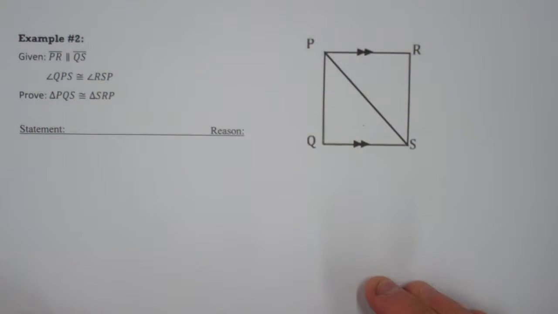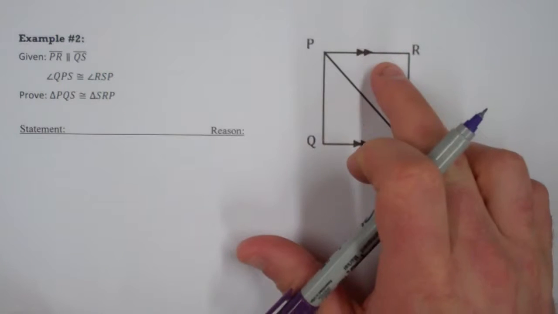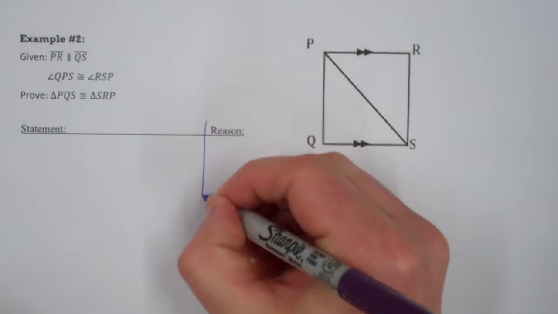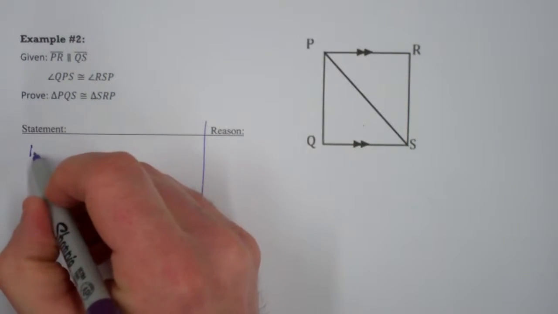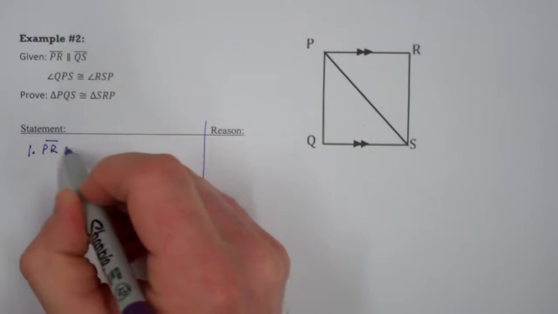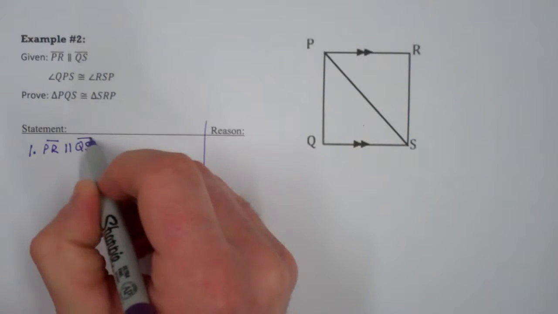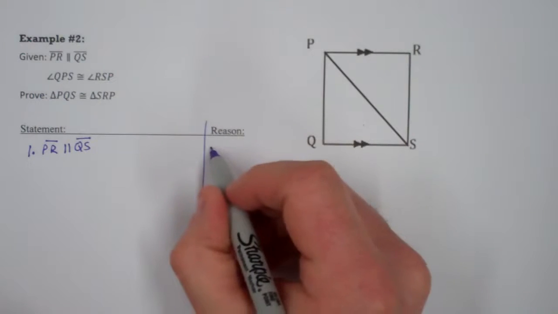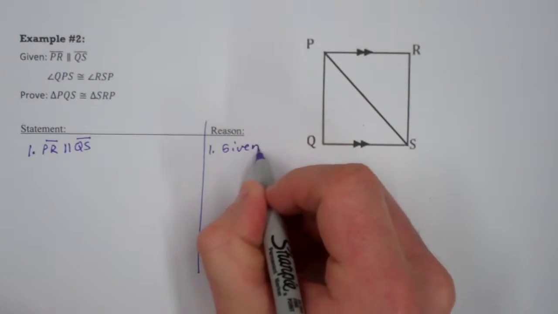In this example, we're asked to prove that these two triangles here and here are congruent. And we're given some information to help us. So let's write down that given information first. Here we're given that PR is parallel to QS. PR parallel to QS, it's marked. And that's of course given to us.